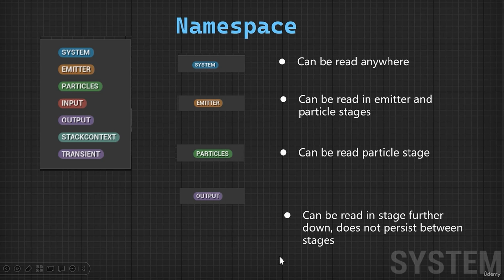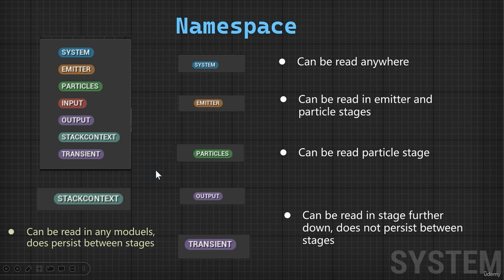And one important thing here is that the value does not persist between stages. So if we were setting this variable inside of emitter stage, then that value cannot be passed to particle stage, because this value just does not persist between stages. We also have a transient namespace, and this rule applies to transient parameters as well. And we have one more left, and that is the stack context. Stack context parameters can be read in any modules, and they do persist between stages. So this is a very special one, keep that in mind.